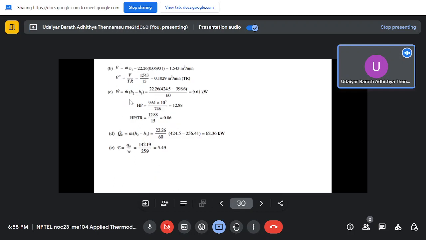So the next is to find out the work. The total work is mass into the specific work. So that is 22.26 into change in enthalpy divided by 60, which will come out to be 9.61 kilowatt.